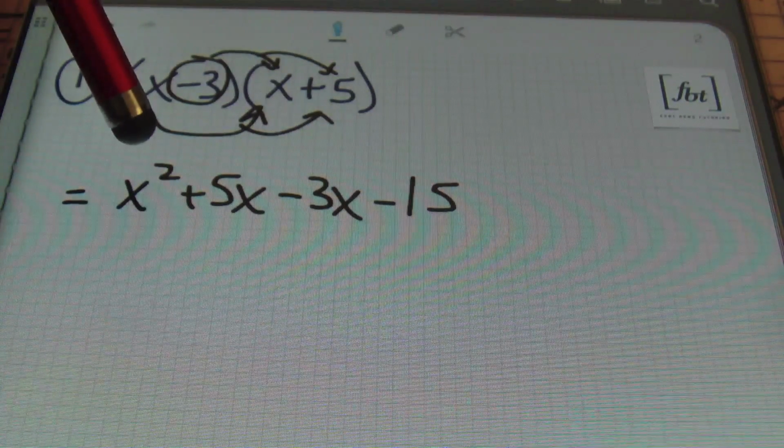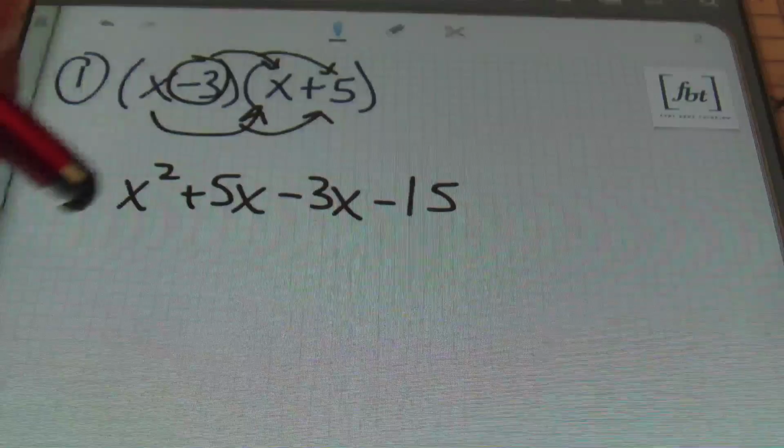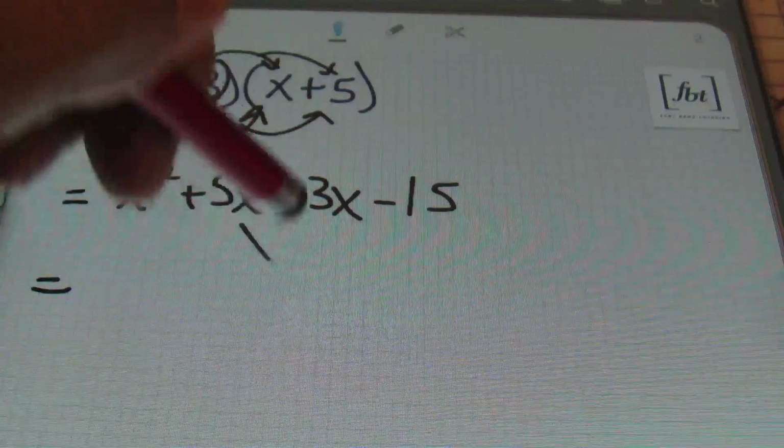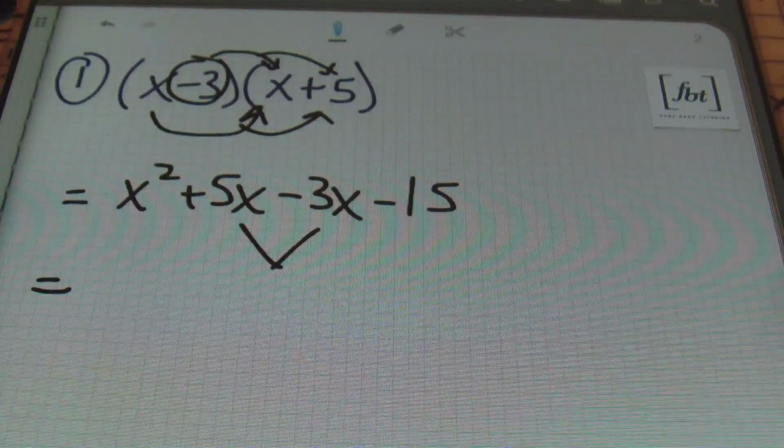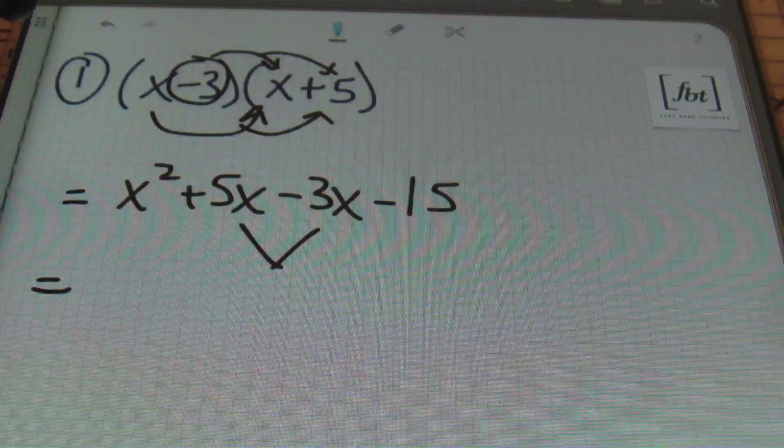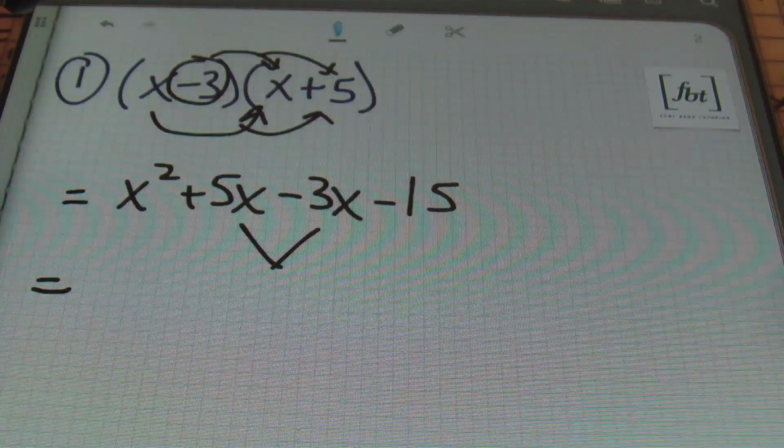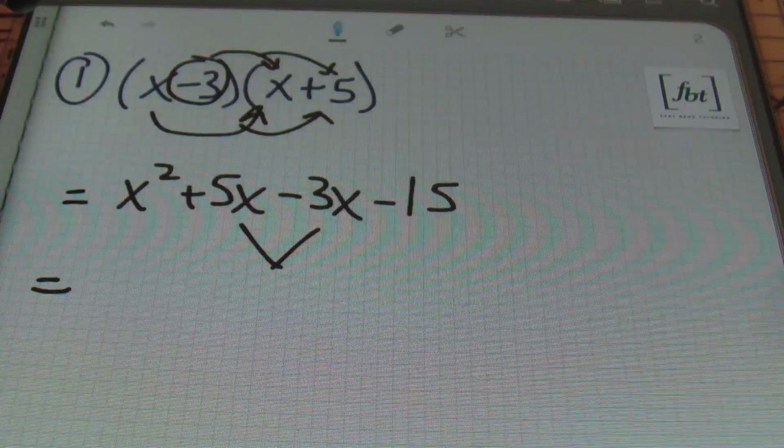Now, once you finish distributing, you always look to see if you can combine any like terms. So notice that my middle terms here, that 5x and negative 3x, they both have x to the first power, meaning and making them like terms.